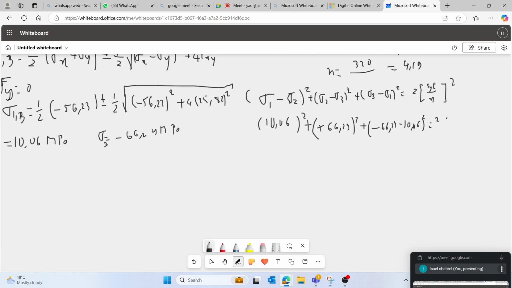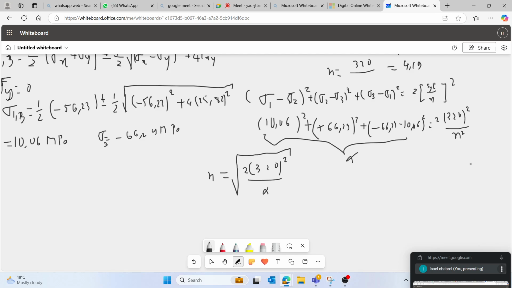Remember, if you put everything squared, SYT squared will be 320 squared over N squared. So if you can do that, you can solve this problem. Let me say that all the answer here is alpha. So you'll have N equal to 320 squared divided by alpha, everything inside the root, because this one is N squared. Remember, alpha is the answer that you add here. So if you do that, you have the factor of safety. So what's the answer?